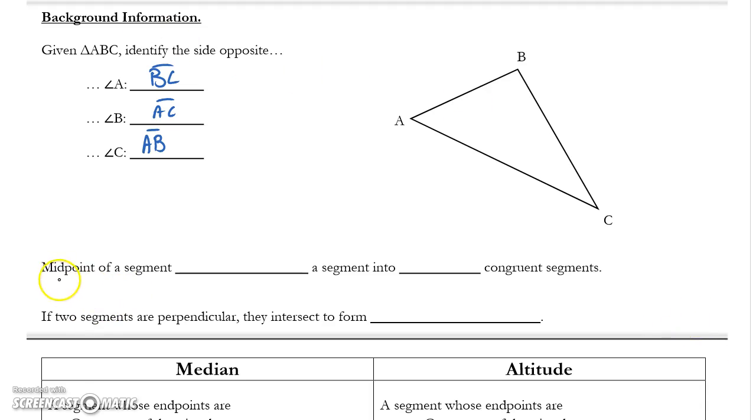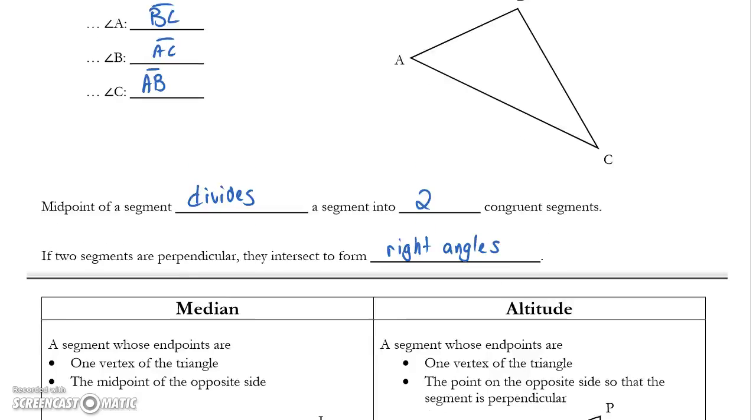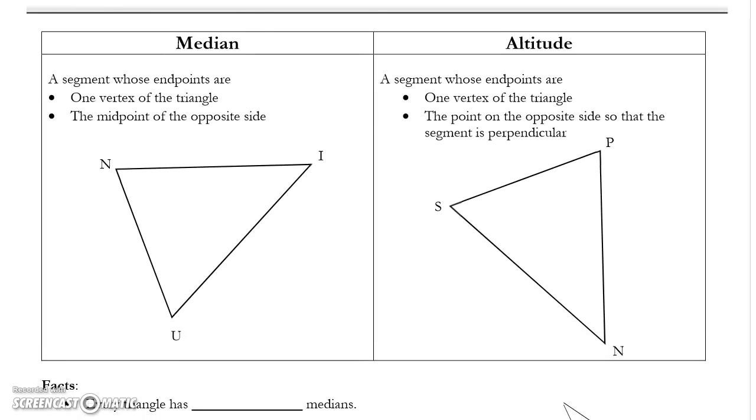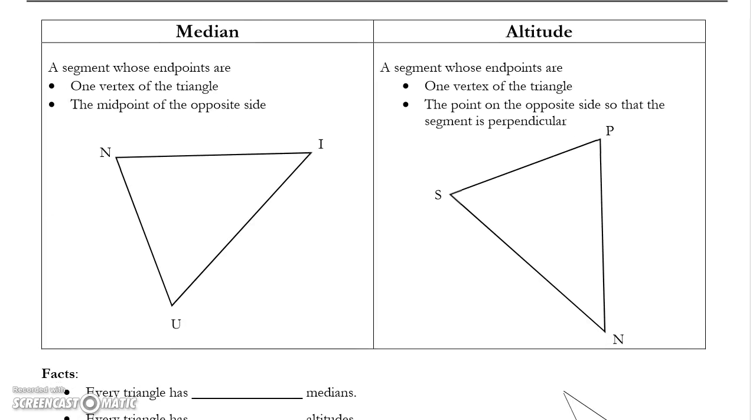The next is a midpoint. We should have this one down after our proofs unit, but a midpoint of a segment divides the segment into two congruent segments. And then the other one is that if two segments are perpendicular, they intersect to form right angles. So those are some of our important definitions to remember from our previous units. Why are they important? Well, because our median and altitude utilize both of those.